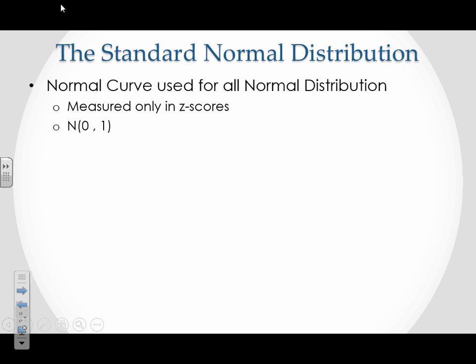So the standard normal distribution. To start working with normal distribution calculations, the first thing we need to discuss is the standard normal distribution. Now this is a normal curve, but it's a special type of normal curve. This is a normal curve that has been standardized. We have calculated the z-scores, and we are looking at the distribution of z-scores for our data set.